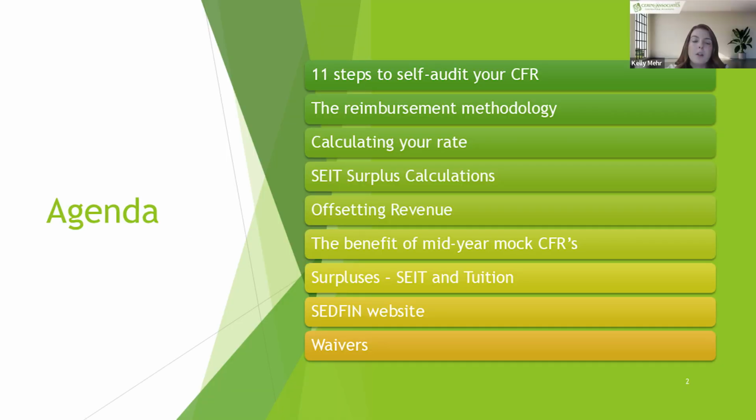All right. So here's an agenda of what we'll be covering today. We'll start with 11 practical steps that you can use to self-audit your CFR before you submit it. After that, we'll walk through the reimbursement methodology, how your rates are calculated, how surpluses and offsetting revenue work. We're going to particularly be focusing on CEIT and tuition-based programs. We'll also talk about the value of mid-year mock CFRs. We're going to review some key SED resources like the SEDFIN website and show you how to access that. And then finally, we're going to touch on waivers and approvals.